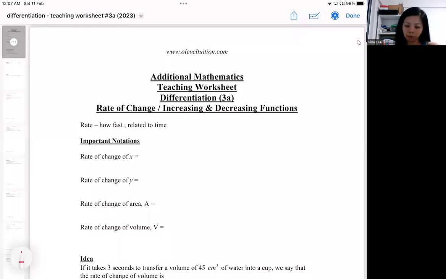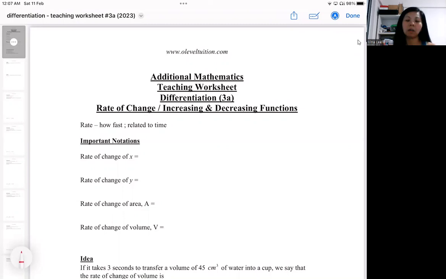Okay, this part of differentiation is dealing with the application known as rate of change. It's split over two teaching worksheets, so if you take a look at differentiation 3A and 3B. I'm going to do a basic introduction first.